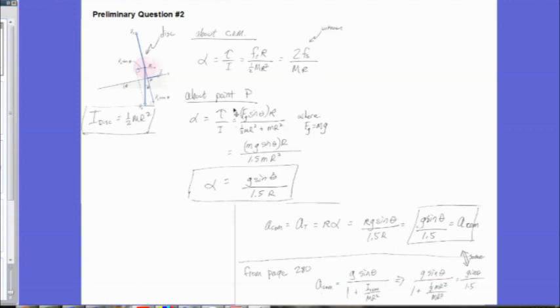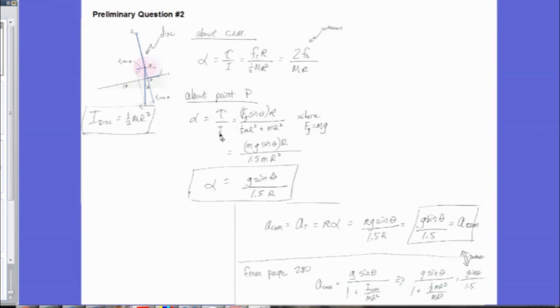So I went ahead and did it about point P. That's the point where the disk is in contact with the ramp. And now my force that causes rotation, or torque, is the weight times the sine of theta. So here's my weight vector. This is the component of the weight that is perpendicular to my lever arm distance. So now my torque is the weight times sine theta times r.